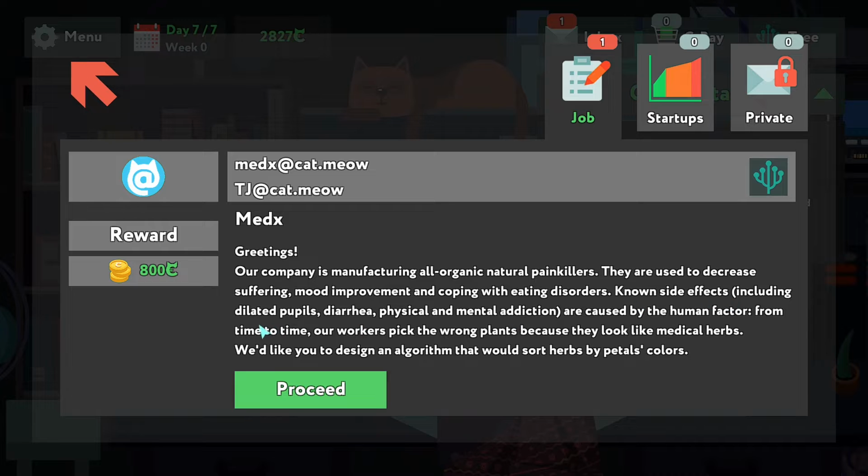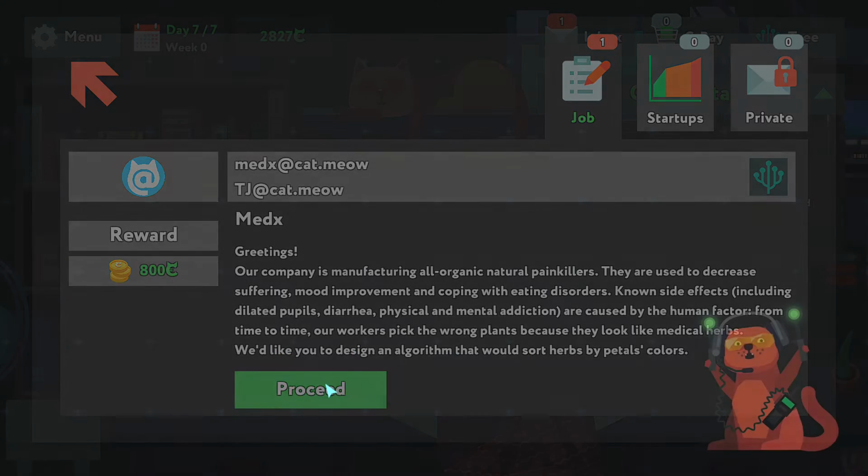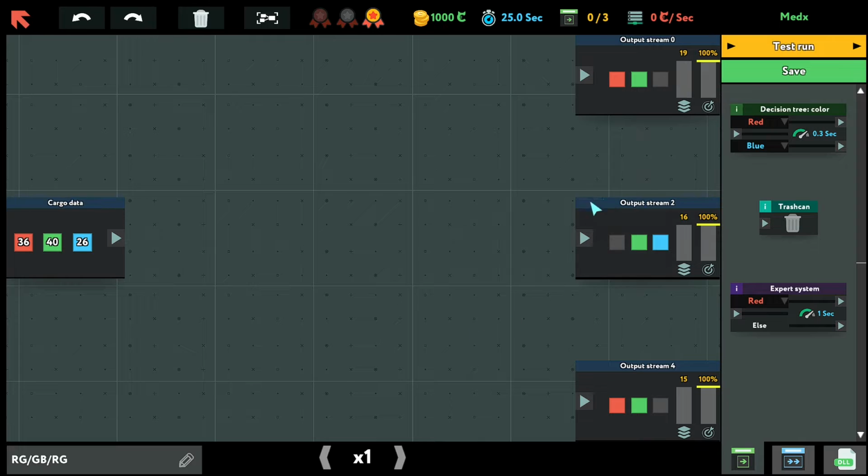Known side effects, including dilated pupils, diarrhea, physical and mental addiction. Okay, it's just cocaine. Anyway, are caused by the human factor. From time to time, our workers pick the wrong plants because they look like medical herbs. So they're making painkillers and then sometimes they put cocaine in them. Whatever. The workers are morons and they need AI to help them design an algorithm that would sort herbs by petals, colors. Okay, can do that.